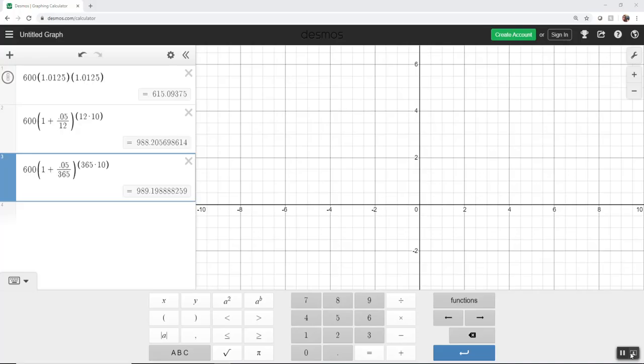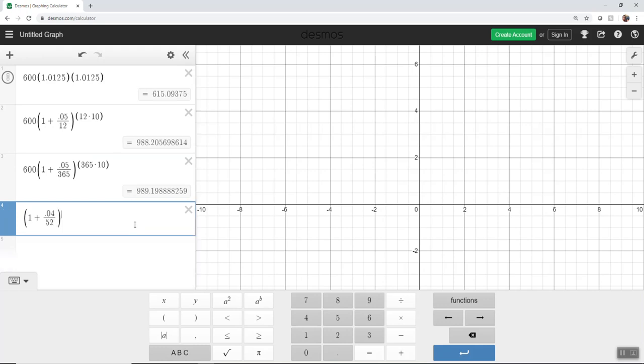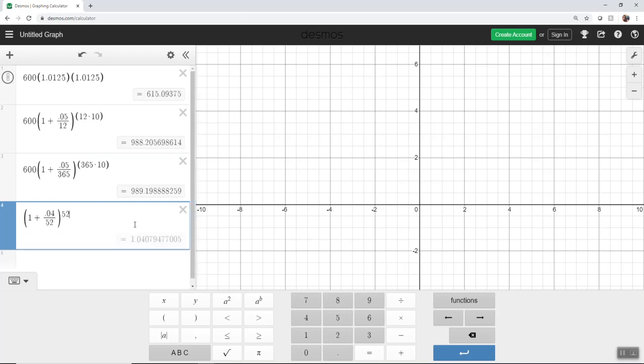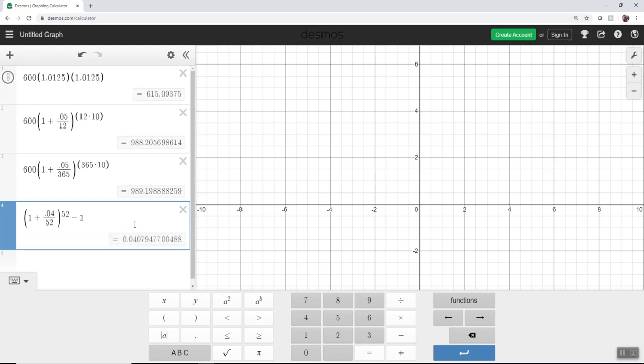So here goes. We need those parentheses, 1 plus 0.04 divided by 52, and then I have a shortcut. I just do Shift 6, and it immediately becomes an exponent. You could always hit the AB button, and then minus 1 there. And there's our effective interest rate.